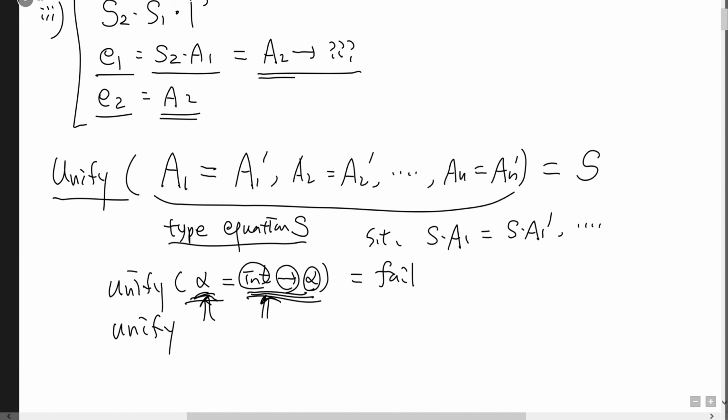What about unify alpha equals alpha arrow alpha? Similarly here, the right side is strictly larger than the left side. It has alpha, the left side, and in addition it has the function arrow symbol. Therefore the right side is always larger than the left side, and there's no way to unify the two monotypes.